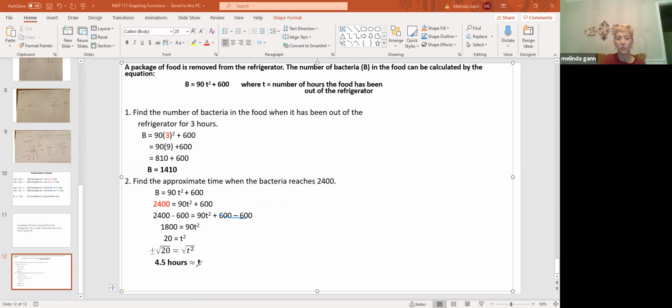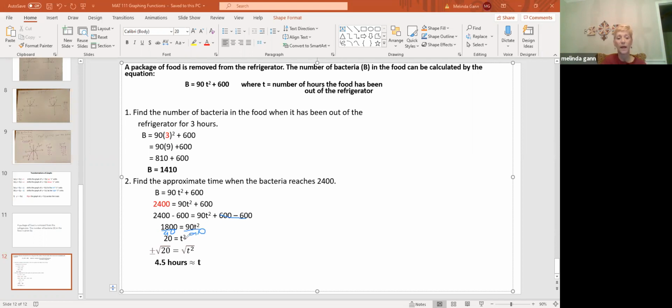Now, I was running out of room, but does everybody understand what I did right here? I wanted to get rid of the 90. So wouldn't you have to take this number and divide by 90 and take that number and divide by 90? So 1,800 divided by 90 is where I got the 20. Then, of course, 90 divided by 90 goes out to 1 and leaves me my T squared.